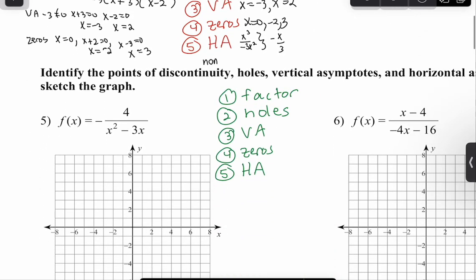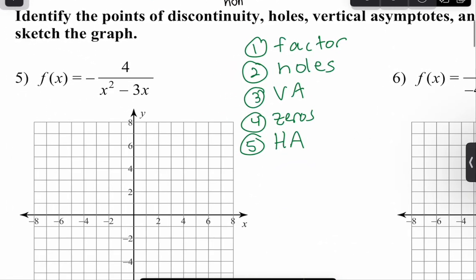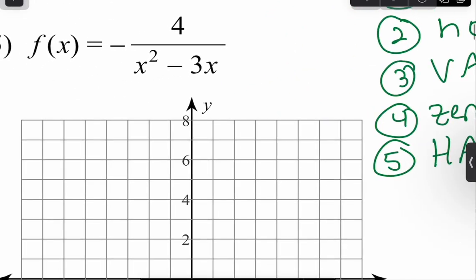So now let's move on to 5. Now we're going to do exactly the same things in exactly the same order. It will answer all the questions and it will also help us graph it along the way, okay? So you'll notice I've written the exact same things because I'm going to get the exact same information from my function. So the first thing I have to do is put it in factored form.